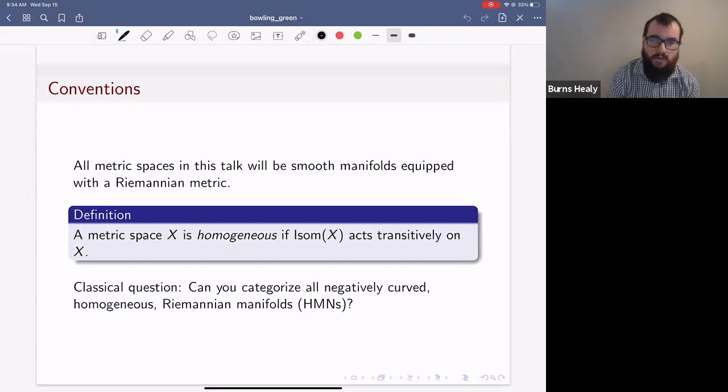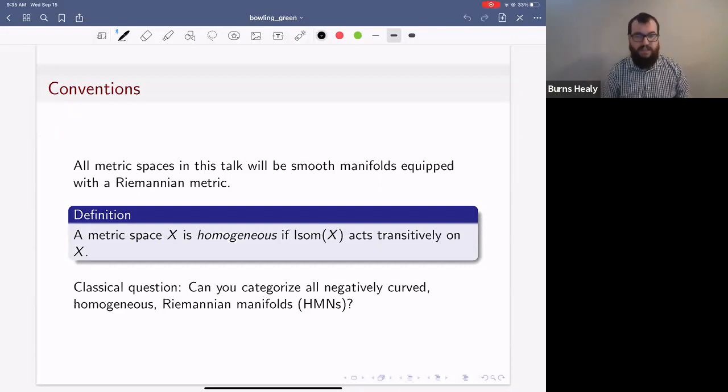In this sort of classical question from the 60s and 70s, what everybody wanted to know was, can you categorize all negatively curved homogeneous Riemannian manifolds, also known as HMNs? And the reason this question was of interest is because people really like hyperbolic space, the hyperbolic plane, and higher dimensional hyperbolic spaces. They have these really nice properties. Complex hyperbolic space, quaternionic hyperbolic space. These are all examples of these nice Riemannian manifolds that have this nice property of being negatively curved.